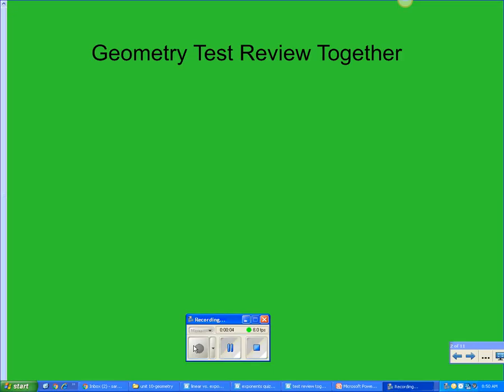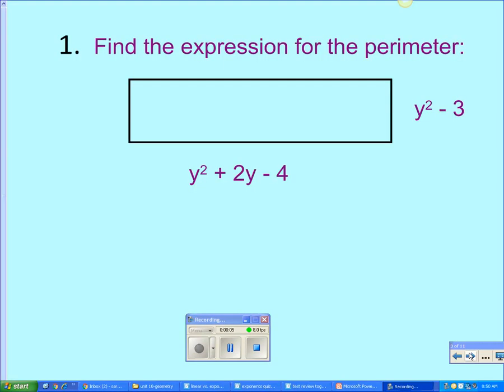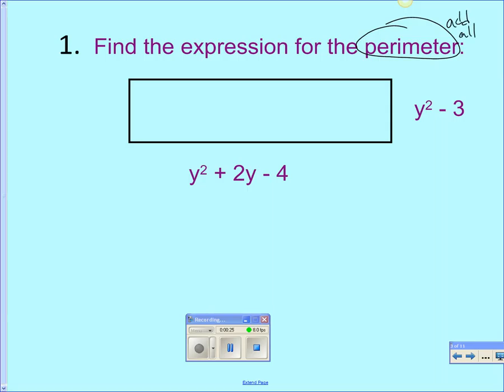All right, geometry test review together. Number 1, find the expression for the perimeter. Ethan, Zaria, what word should I circle? Perimeter. Andrea, what does perimeter mean? Good. Dylan, what do I have to remember to do on this one? Very good. Got to fill in the other side.